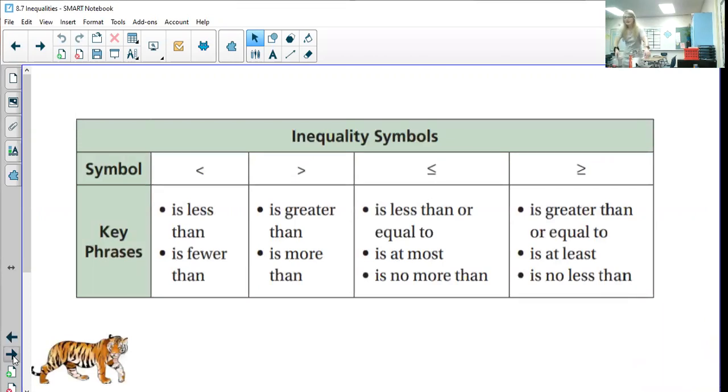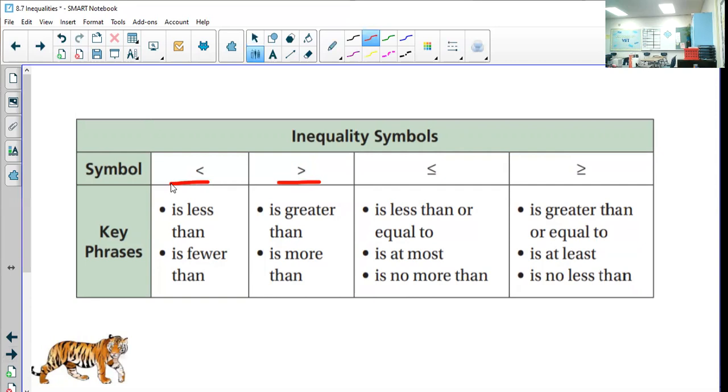What we have here is a chart that you are going to want to keep very close to you. You'll be using this a lot the next couple sections, so I would probably pause this and screenshot it so you have this in front of you. Now, the two that you are familiar with are less than and greater than, right? Some of the phrases we can use for the first one are less than or fewer than. That would mean the same thing. And then we have greater than or more than. Those are the same thing.